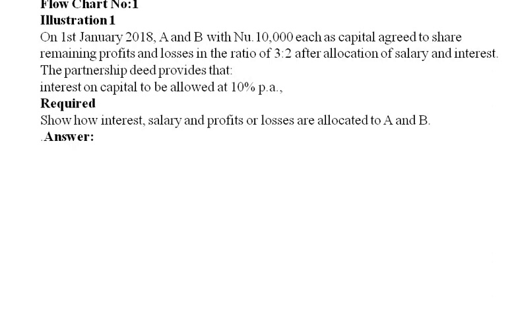The next data is 3:2. That is the profit sharing ratio. The final profit should be distributed in this ratio only. What is the next one? That is 10% per annum. The interest on capital is to be allowed at 10% per annum.